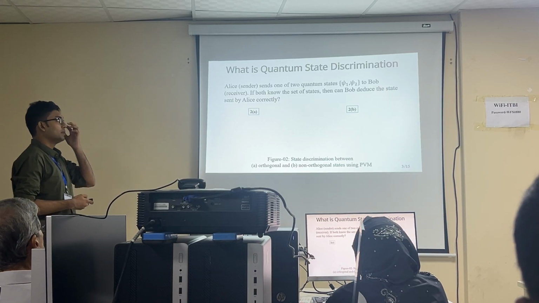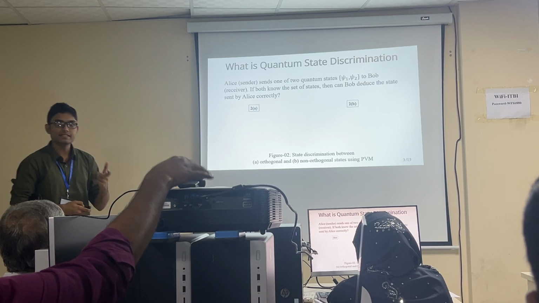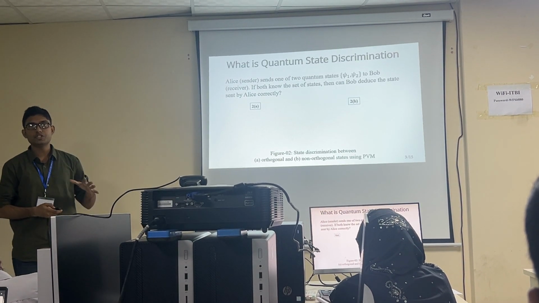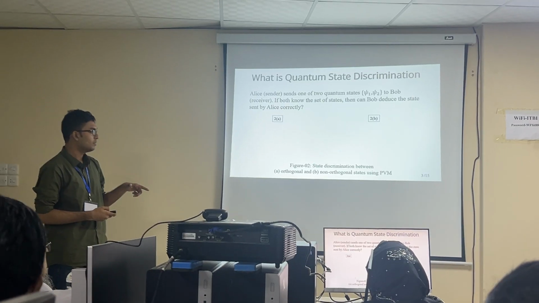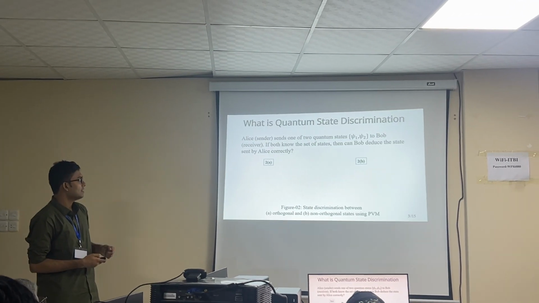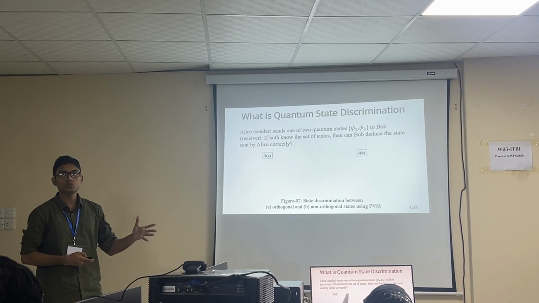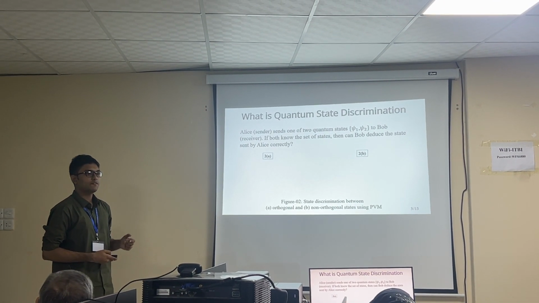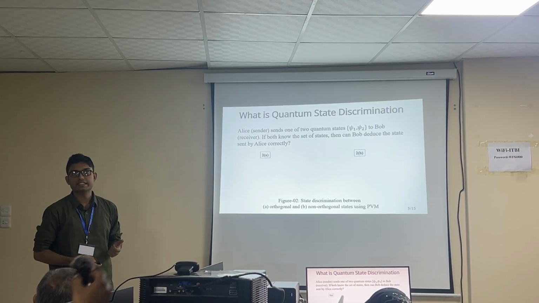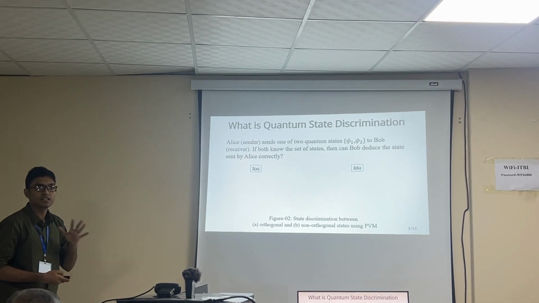Let's come to our problem. We want to do quantum state discrimination. What it means is we want to distinguish between two known quantum states. We have our sender and receiver. Our sender is called Alice and the receiver is Bob. Alice is going to send one of two known quantum states to Bob. What Bob needs to do is find out exactly which state Alice has sent him. So how can we do that, and can we even do that?